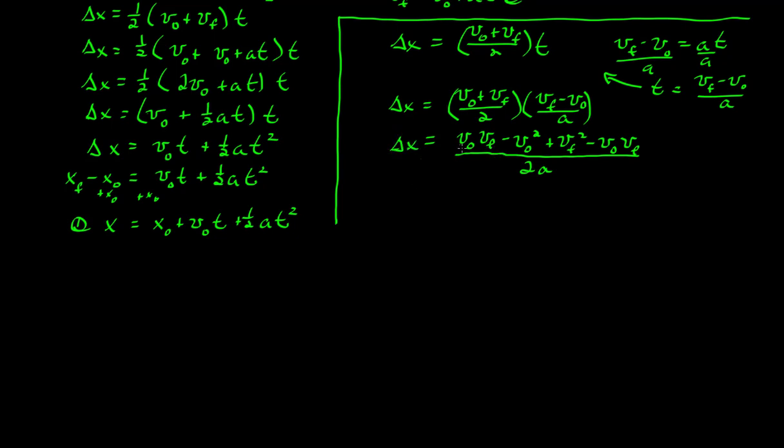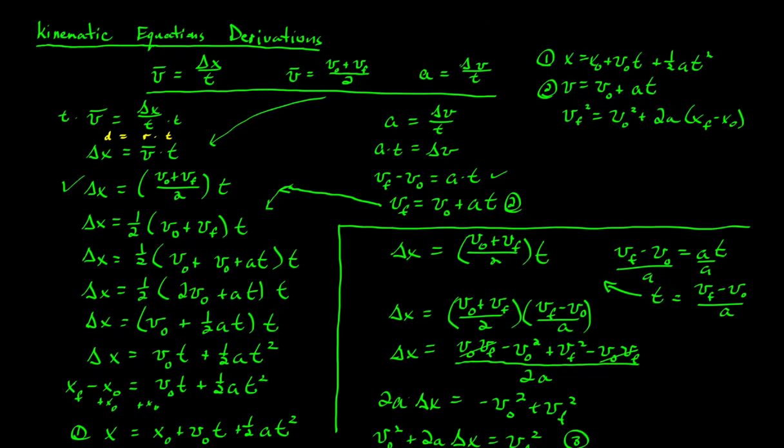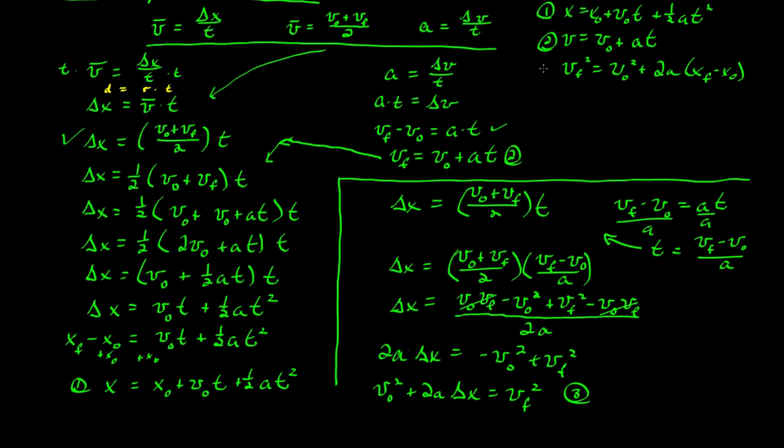Okay, looking at the top, I have a positive v naught vf and a negative, so these cancel out. So what I can do is multiply this to the other side. So I get 2a times delta x is equal to negative v naught squared plus vf squared. Now if I just move this over, I get v naught squared plus 2a delta x equals vf squared, and that's equation 3. It just has the vf on the other side. So those are the derivations. We've done all 3. This was equation 3. This part I know looks different, but that's just delta x.